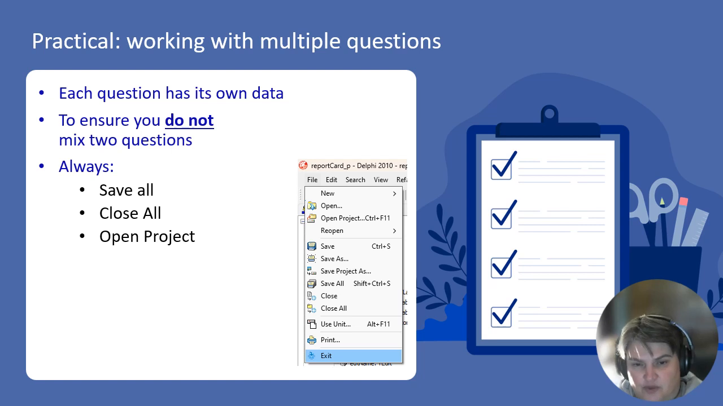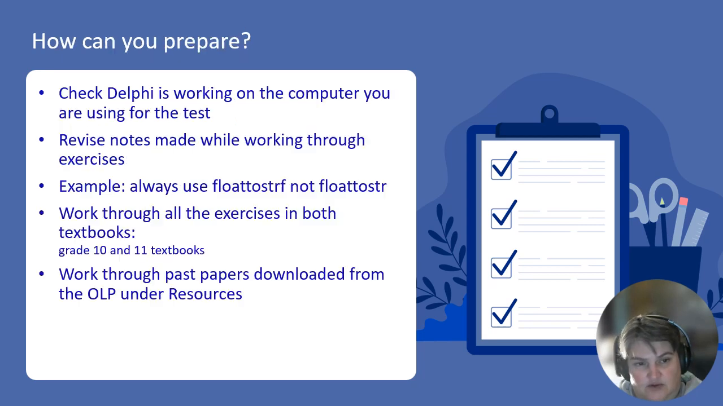So you're going to go open project and you're going to open the first question. Then you're going to go save all and close all before you go to the next question. Okay, so you're done with question 1, you click on save all, you click on close all, and then you go open project for question 2, so that you do not have two questions open at the same time. Check Delphi is working on your computer.